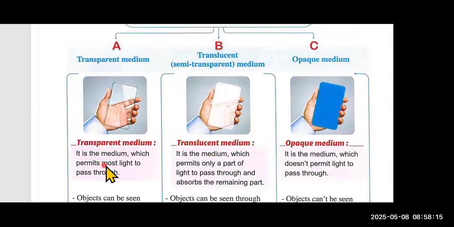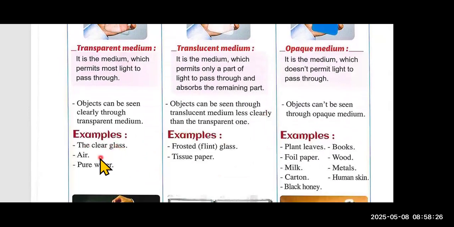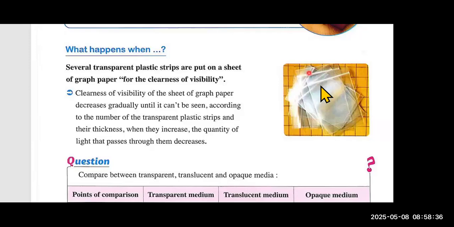Transparent allows most light. Translucent permits only a part of light. Opaque doesn't allow light at all to pass through it. Examples include clear air, pure water, plant leaves, books, and so on, and frosted or tinted glass or tissue paper. By increasing the thickness, the ability to see something will decrease.